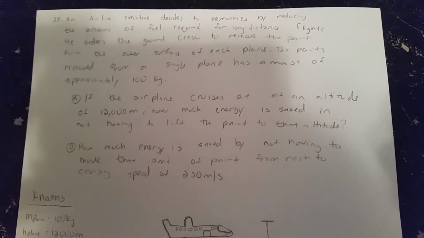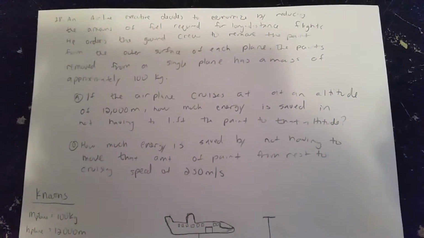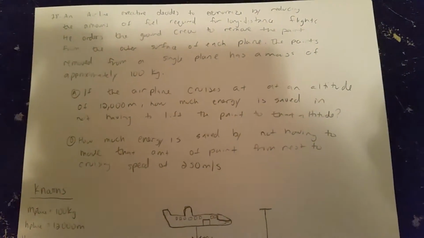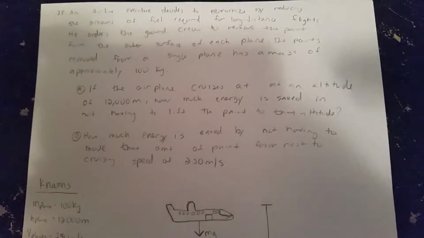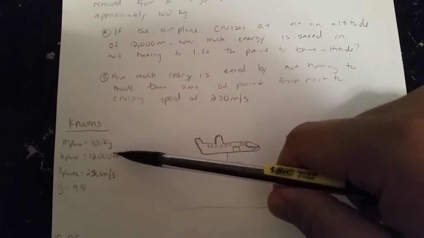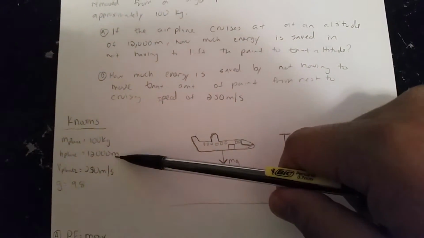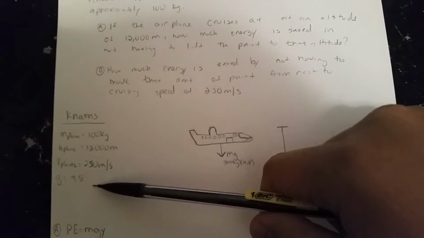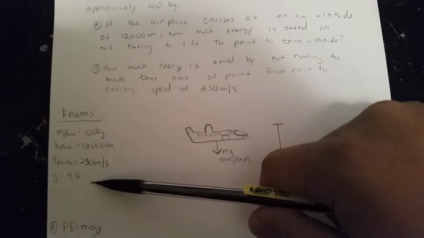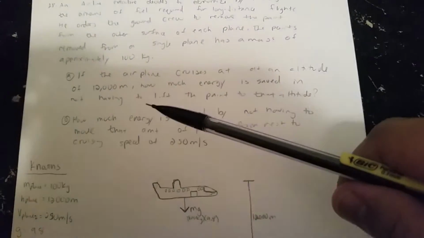And what they're looking for, in part A, is if the airplane cruises at an altitude of 1,200 meters, how much energy is saved in not having to lift the paint to that altitude. Okay, so I have my known values written down right here. The mass of the plane being 100 kilograms, the altitude, or you can call that the height that the airplane is up, is 1,200 meters, and you know there's gravity force acting on that plane, so that would be 9.8 meters per second squared. So let's go back to what the question is looking for.